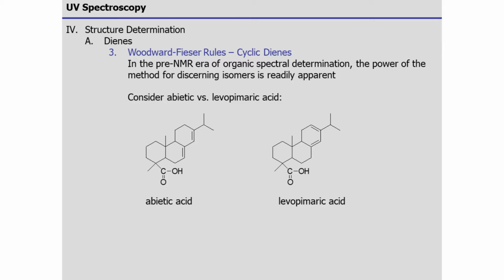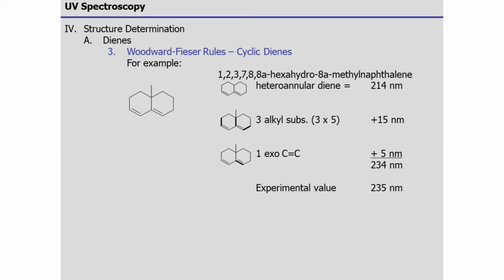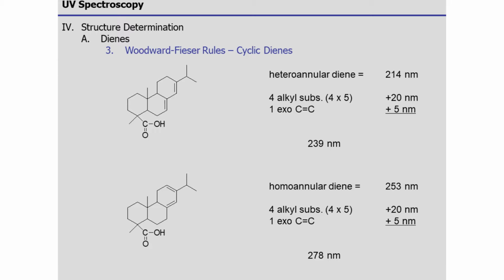on their UV spectra. For example, 1,2,3,7,8,8a-hexahydro-8a-methylnaphthalene has a base value of 214 nanometers with increments for substituents, resulting in an experimental value of 235 nanometers. Heteroannular and homoannular dienes have different base values and increments for substituents.